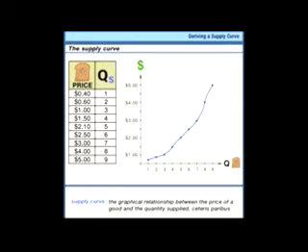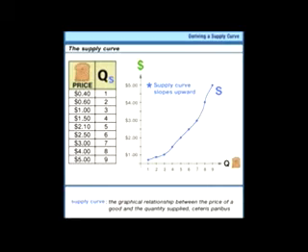Now, there is something you need to notice immediately about the supply curve, and that is that the supply curve slopes upwards. This is a representation of what economists call the law of supply. The law of supply is a regularity that we notice in the economy. That is, as the price of a good or service increases, the quantity that is offered for sale generally increases.